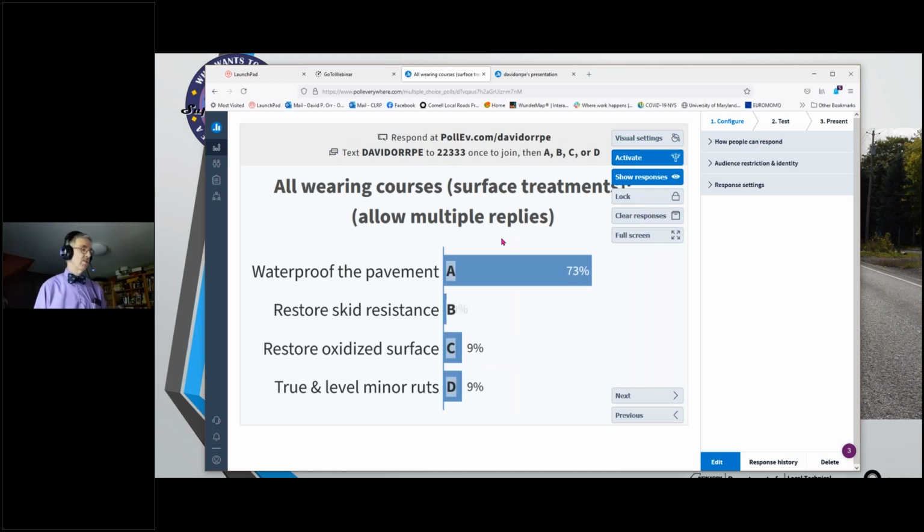You can pick on 2. You can pick on 3. Let's see. You can actually pick more than one. At least it's supposed to let me do that. Okay. So everybody likes waterproofing the pavement. Some people also like restoring the skid resistance. Some people like restoring the oxidized surface. And a couple of you say true and level minor ruts.